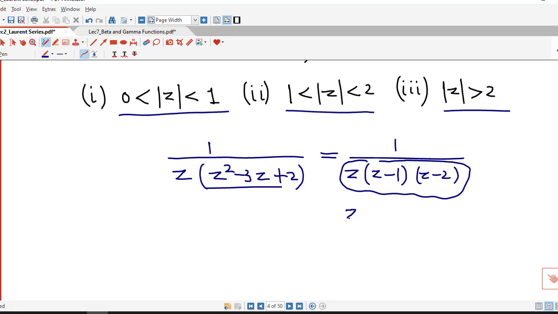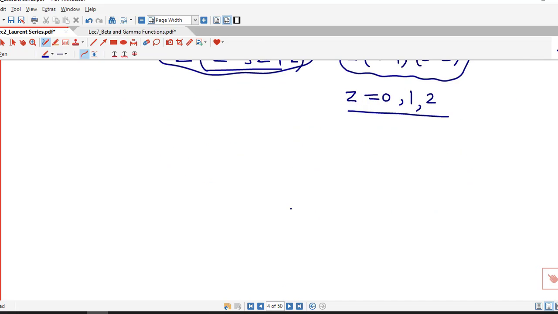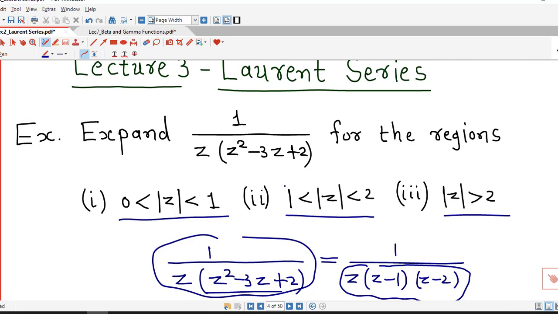Here the denominator becomes 0 at these 3 points: 0, 1 and 2. So this function fails to be analytic at these 3 points 0, 1 and 2, and it is analytic everywhere except these 3 points. And we are asked to find the expansion in these domains.